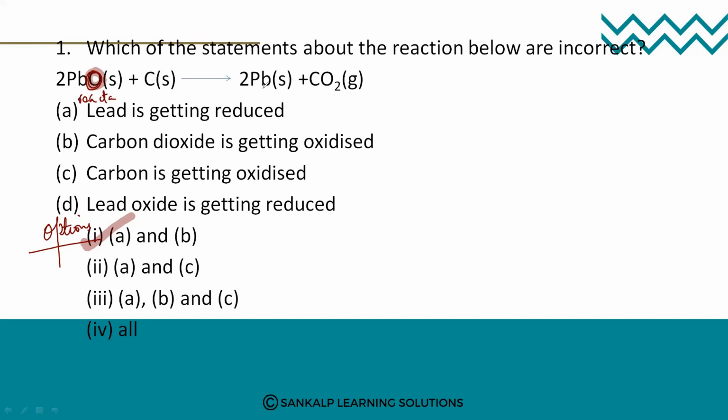So this is the one reason. A, that is lead is getting reduced, is wrong, because oxygen is being removed. Then the second: the removed oxygen from lead is added to the elemental carbon. You can see that in the carbon there is no oxygen on the reactant side, but in the product side oxygen is added. So carbon dioxide is getting oxidized. So these two options are incorrect.